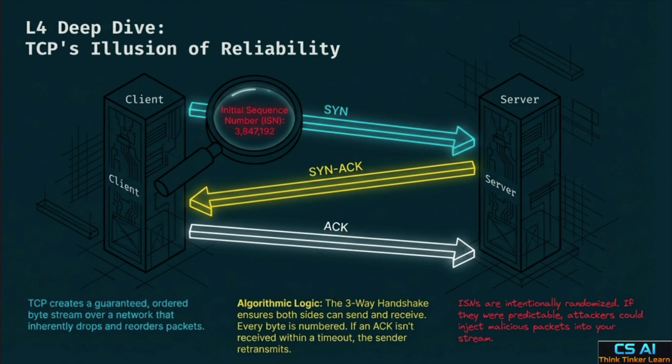TCP is famous for the illusion of reliability. The internet is inherently chaotic, dropping and reordering packets constantly. But TCP gives us a nice, orderly byte stream. How? The three-way handshake: SYN, SYN-ACK, ACK. It ensures both sides are ready to talk. Crucially, every byte is numbered, and the initial sequence numbers are randomized for security. If they are predictable, attackers could inject malicious data into your stream. If an acknowledgement doesn't come back within a timeout window, TCP simply retransmits the data. It's persistent, and it's why your web traffic actually arrives intact.